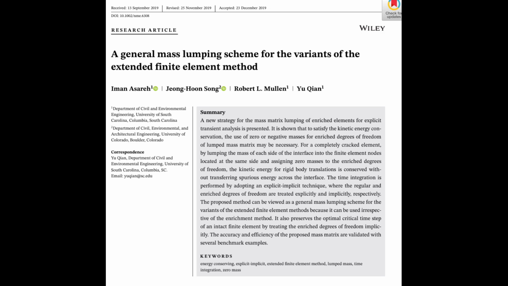Exactly. And they contrast it sharply with the traditional consistent mass matrix approach. In that case, the graph shows the critical time step plummeting, just diving down as the crack gets near the element boundaries. A really clear difference.